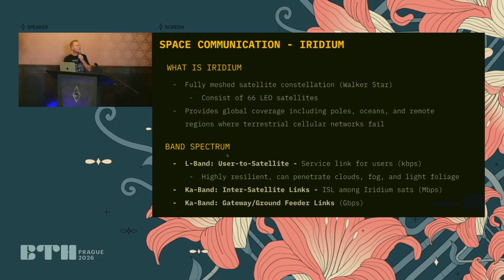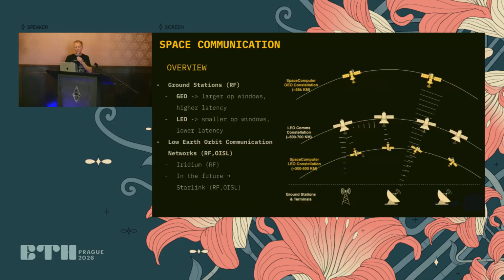Their band spectrum is a bit mixed. There are bands that are used for user messages from Earth, and in our case, we are below their satellites. They are at something like 700 kilometers height, and we are below, at altitudes up to 500.